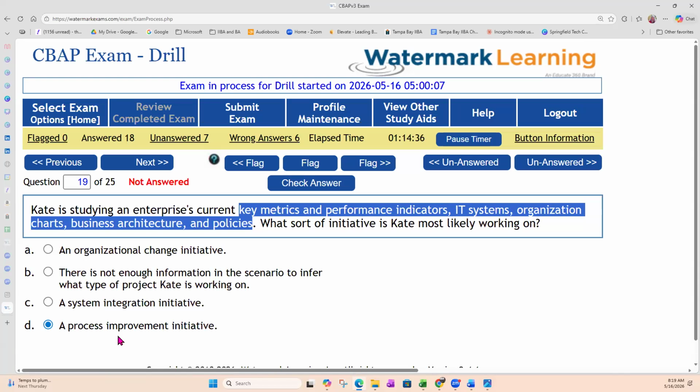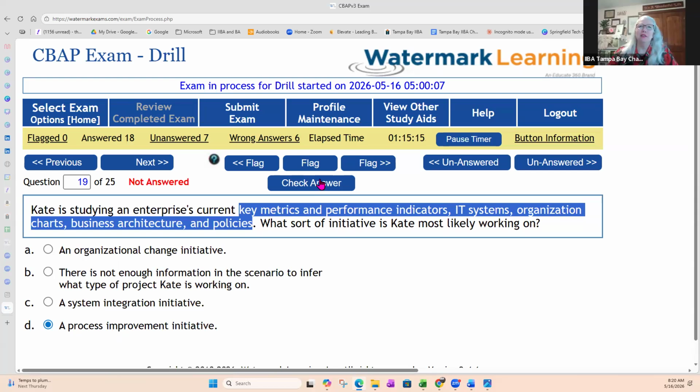This is a tricky one. It's really a tricky one for me, and I'm not so sure, to be honest, at this point, because this looks like an organizational change, because it's looking into every aspect of it, the key metrics and performance indicators, the systems, the organization charts, business architecture, policies, and all of those things. So I don't know. Probably A. It's either A or B. So I don't know. Let me just see what others have and we can go with it.